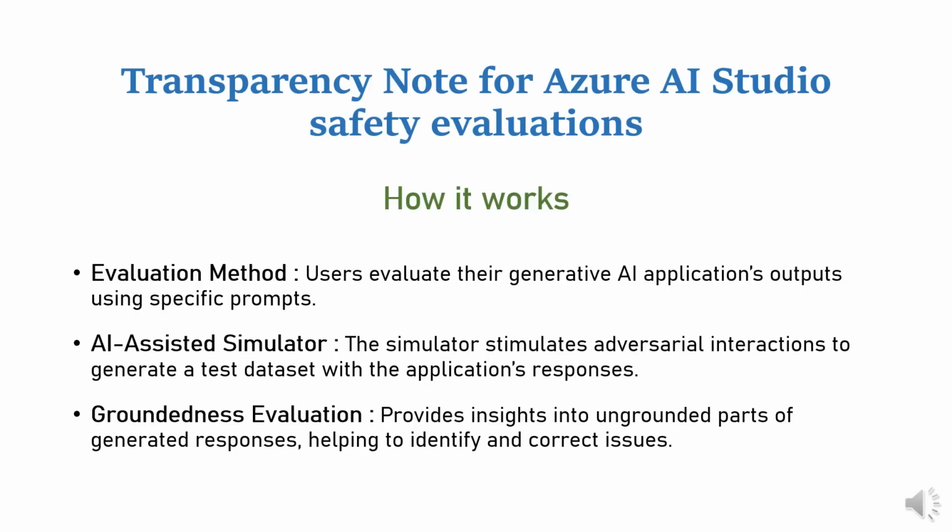How it works. Evaluation method: users evaluate their generative AI applications' outputs using specific prompts. AI-assisted simulator: the simulator simulates adversarial interactions to generate a test dataset with the application's responses. Groundedness evaluation provides insights into ungrounded parts of generative responses, helping to identify and correct issues.